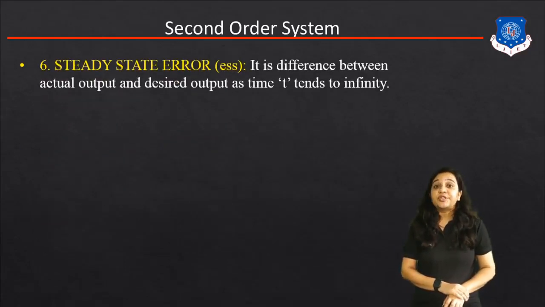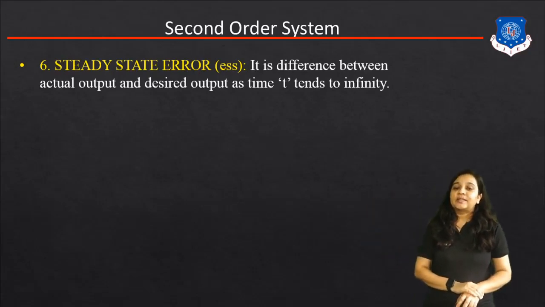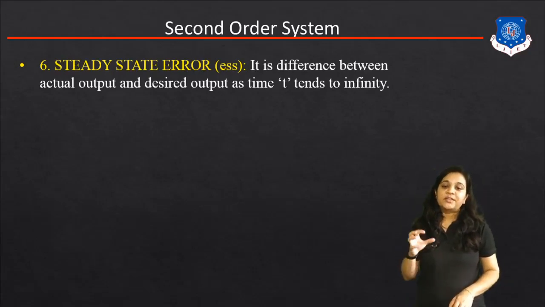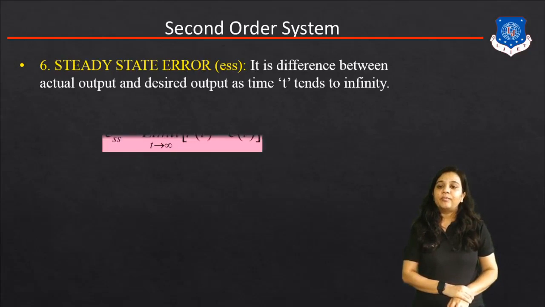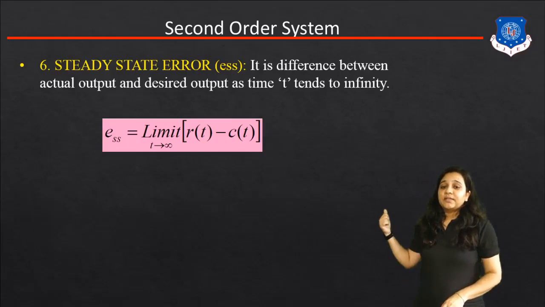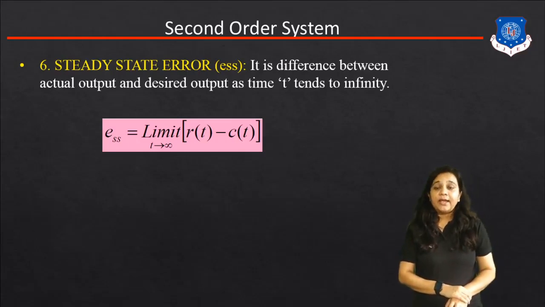And the sixth one is the steady state error. It is known as the ESS. It is the difference between the actual output and the desired output as time t tends to infinity. If we fix the desired output as 1 and we get the actual output 0.8, the steady state error will be 0.2. If we want to find out the steady state error, the equation is ESS is equal to limit t tends to infinity r of t minus c of t.